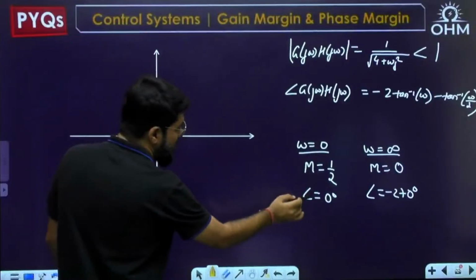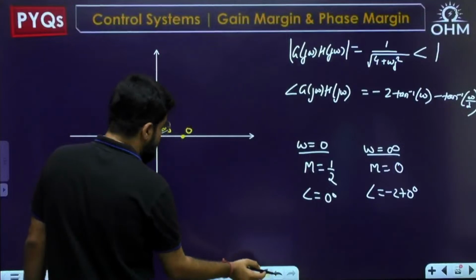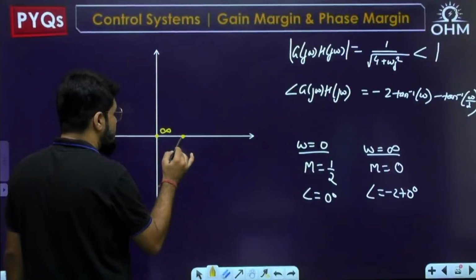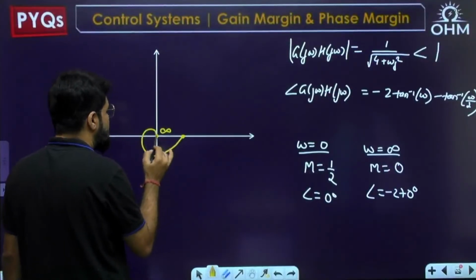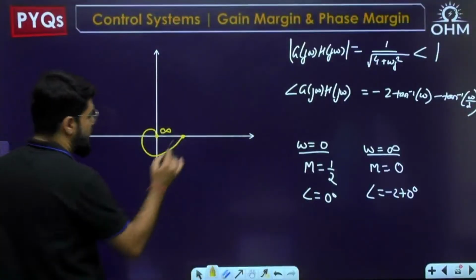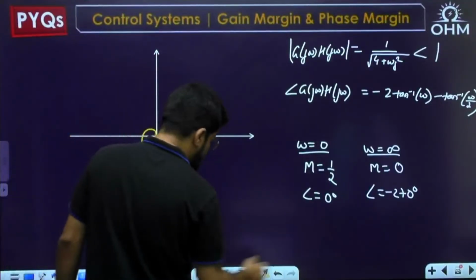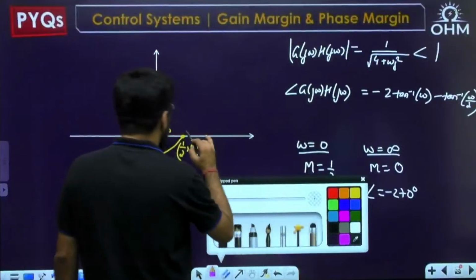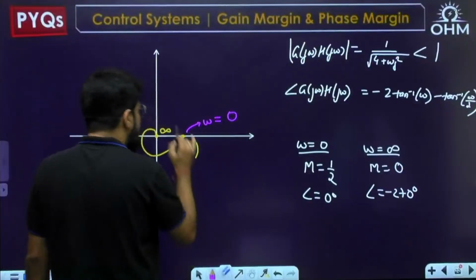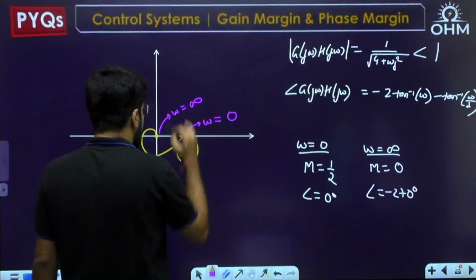And when the frequency is 0, I will be on the x-axis, with the magnitude equal to 1 by 2. So something of this kind, approximately, the Nyquist plot, polar plot will be there. This is the 1 by 2 comma 0 point. This corresponds to omega equal to 0, and this point corresponds to omega equal to infinity. Right?